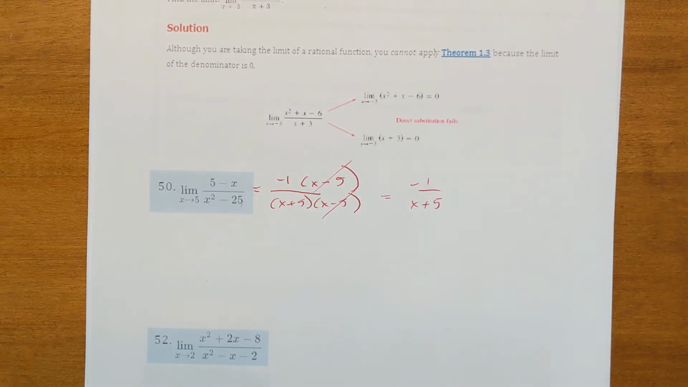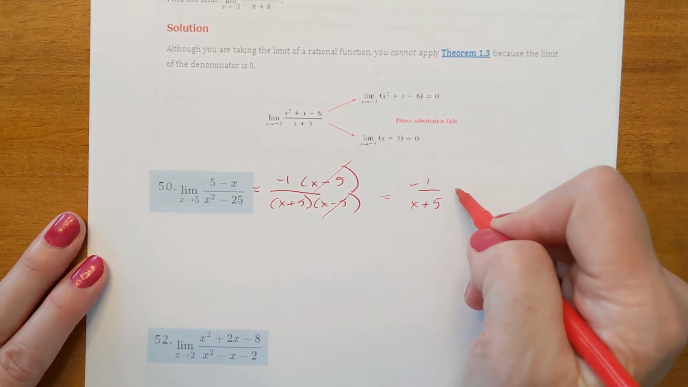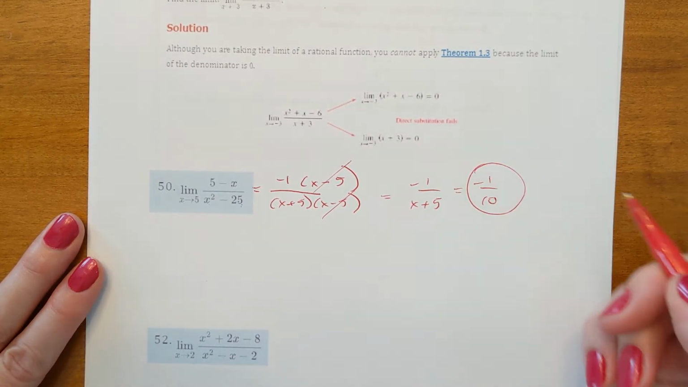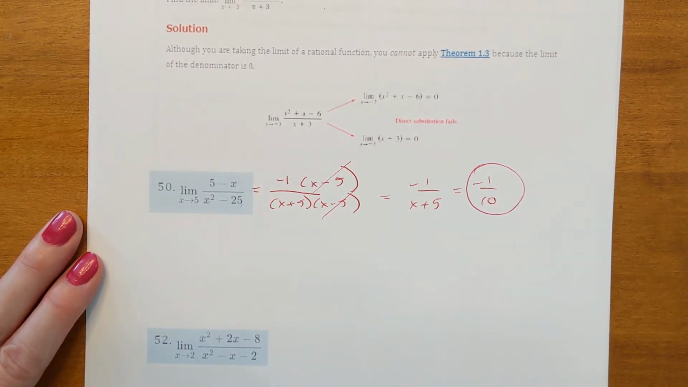Now, when you approach the number 5, when you put the 5 in there, you get -1 over 10. So it approaches the number -1/10.